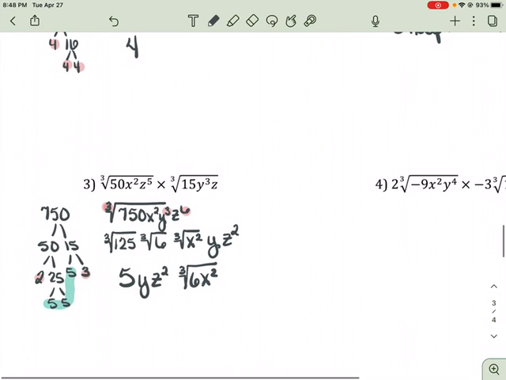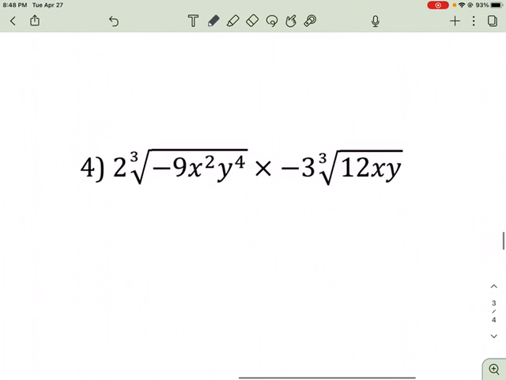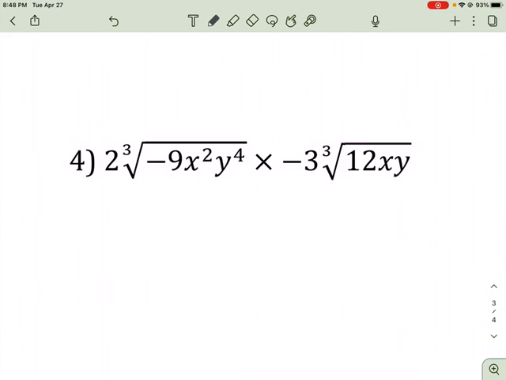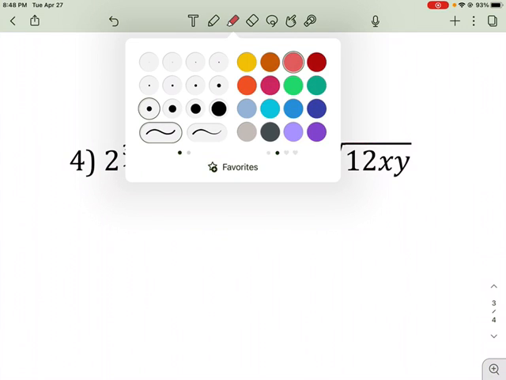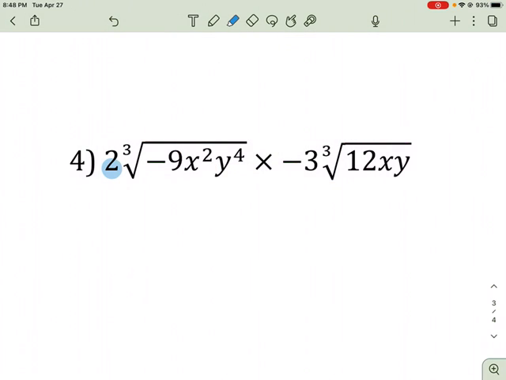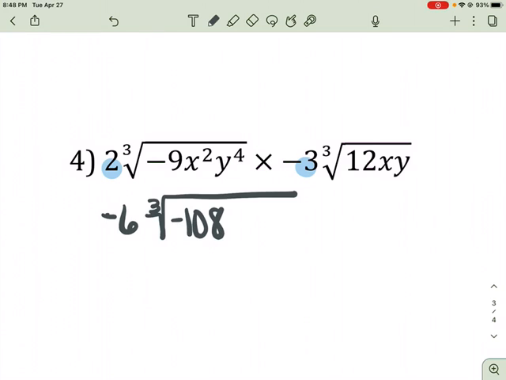Okay, let's do one more. All right, this one looks a little tough. Again, we're doing cube roots. But we're going to have to start out with multiplying the 2 and the negative 3. So that's going to give us negative 6 on the outside. Cube root. Okay, 9 and 12. I want to say that's negative 108. Add my exponents. Okay, so that's what we're going to do here.